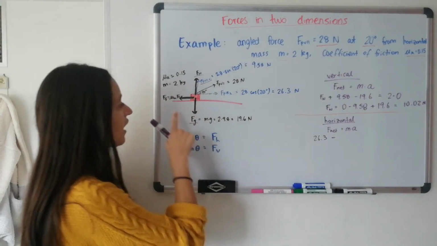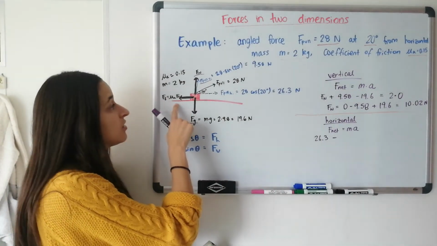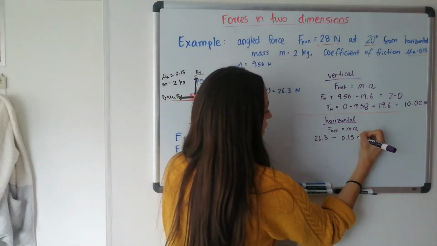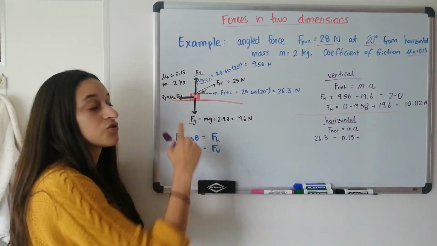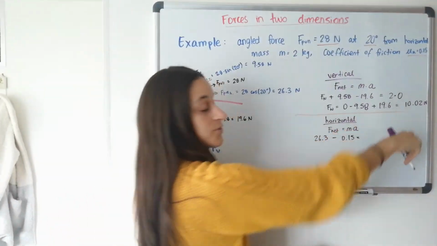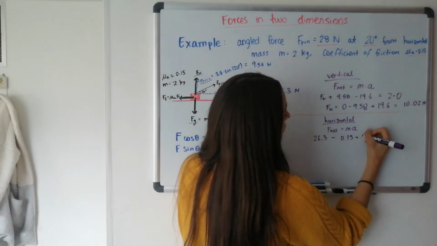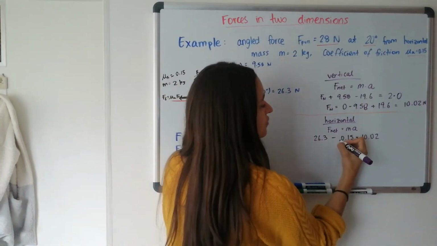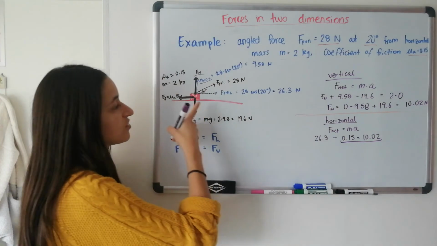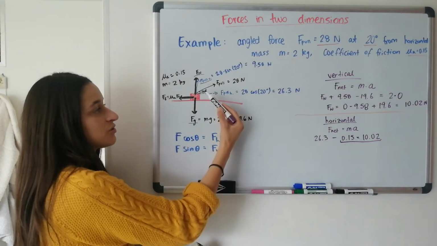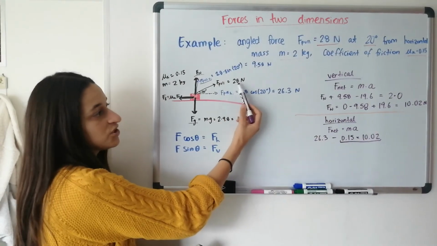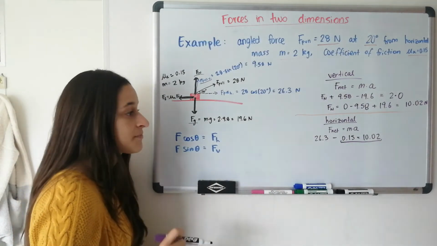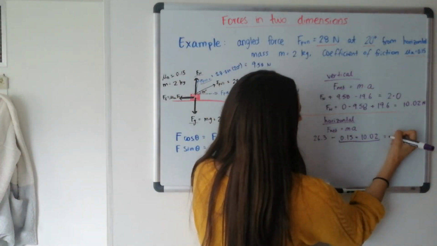The friction force equation is mu times normal force. The mu, we got from the problem, was 0.15. And then we multiply by the normal force, which we just got up here: 10.02. Those are our two forces. This whole thing is friction, and this was the horizontal component of the pulling force. Notice that we are ignoring the diagonal force because those 28 newtons were already divided into part horizontal and part vertical, so we don't use it anymore. This is going to equal the mass times the acceleration.